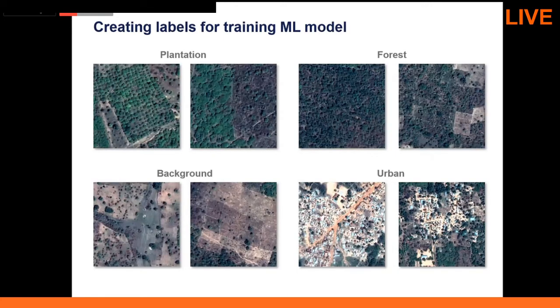So we click these images, you can see different examples, and we create labels. In order to train a machine learning algorithm, we need to create labeled imagery so that the computer can understand this is a cashew plantation, this is forest, this is just background of other cropland, and this is an urban area. That allows the computer, after seeing those examples, to look at new imagery and see what it looks most like. Does this new image look more like forest, more like plantation, or more like an urban area?